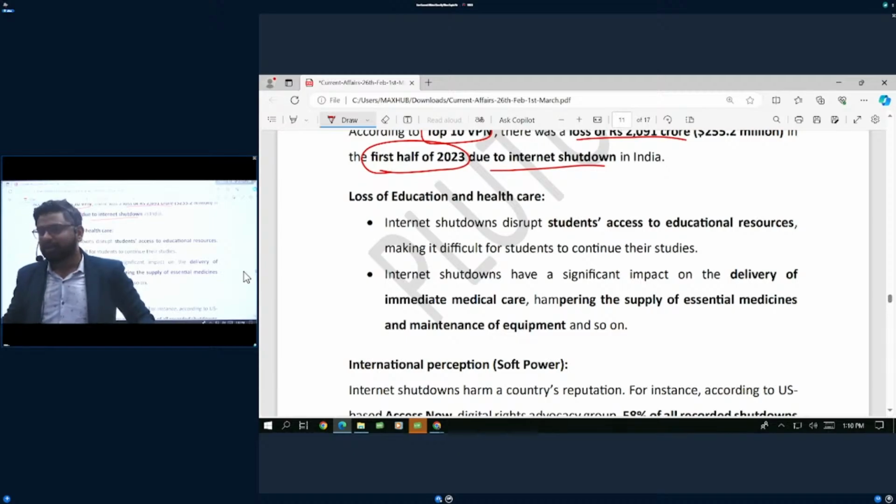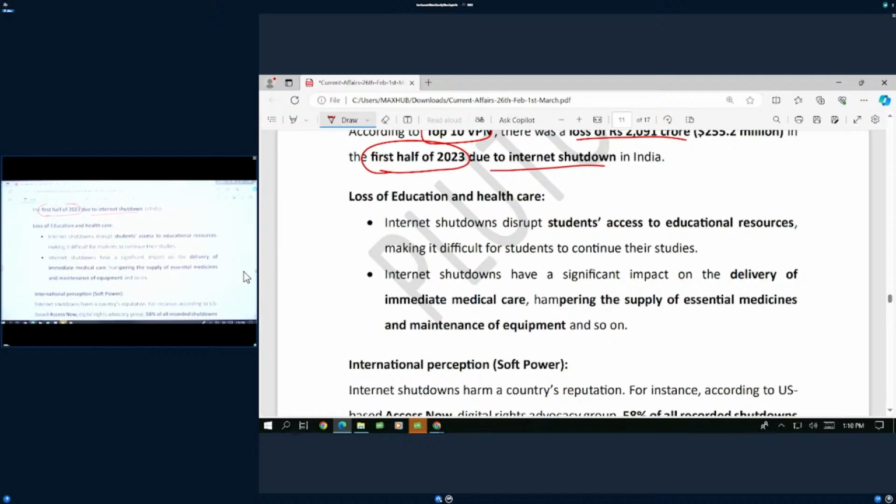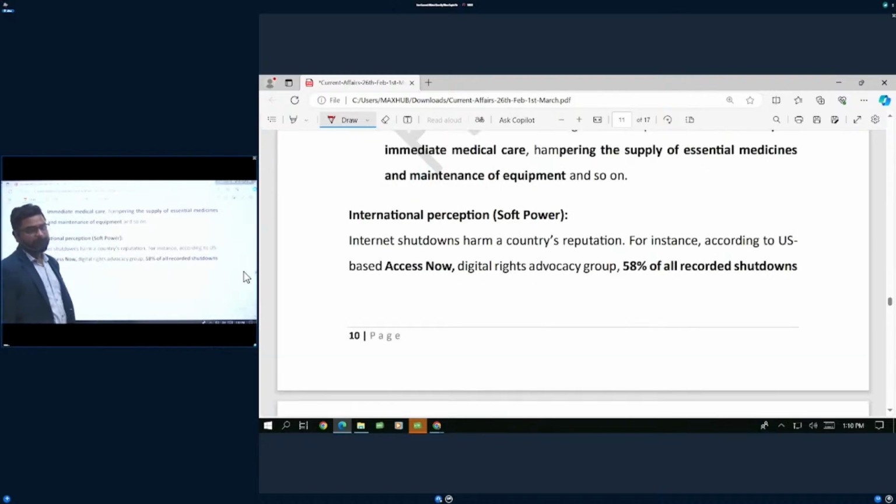They could not walk anywhere because it was strict lockdown. Plus घर में net नहीं है. ठीक है, so with the internet shutdown there is a loss of education as well as health. Plus सबसे बड़ी प्रॉब्लम यहाँ पे है परसेप्शन.